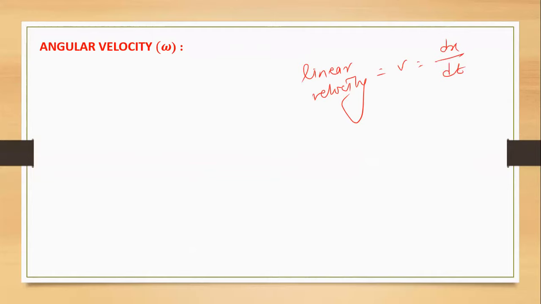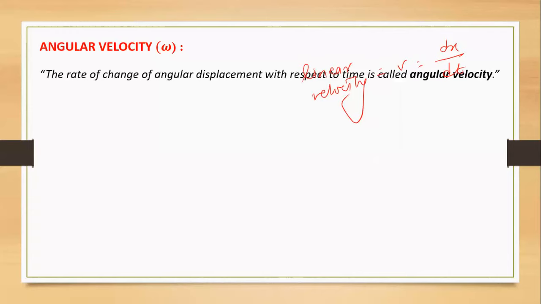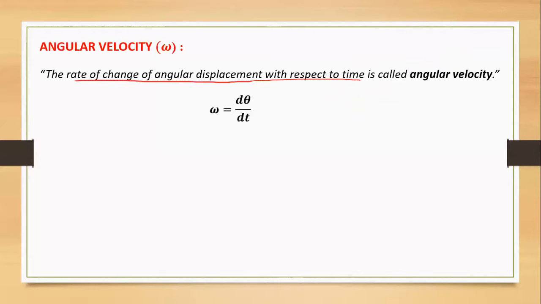X is the displacement. The rate of change of displacement with time is the linear velocity. In a similar manner, we can write angular velocity. The rate of change of angular displacement with respect to time is called angular velocity. And this is the formula: omega is equal to d theta by dt.